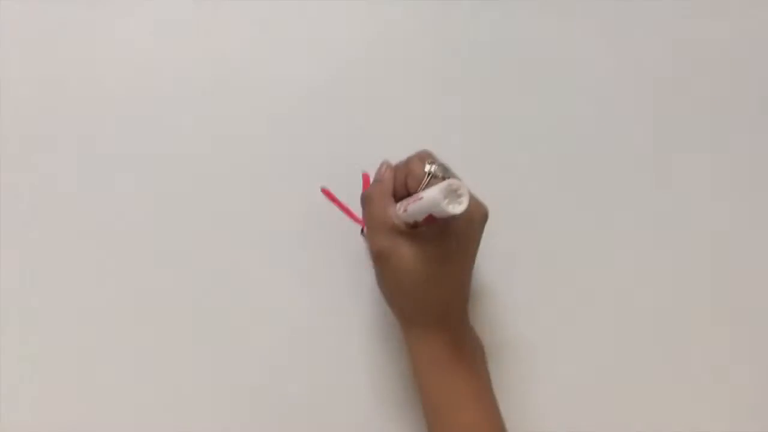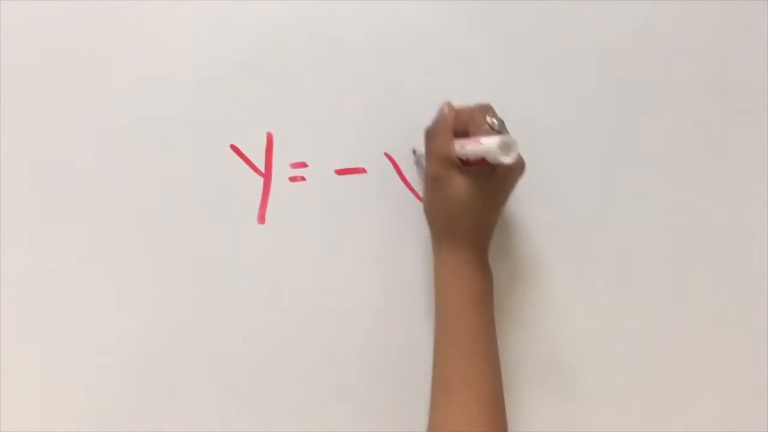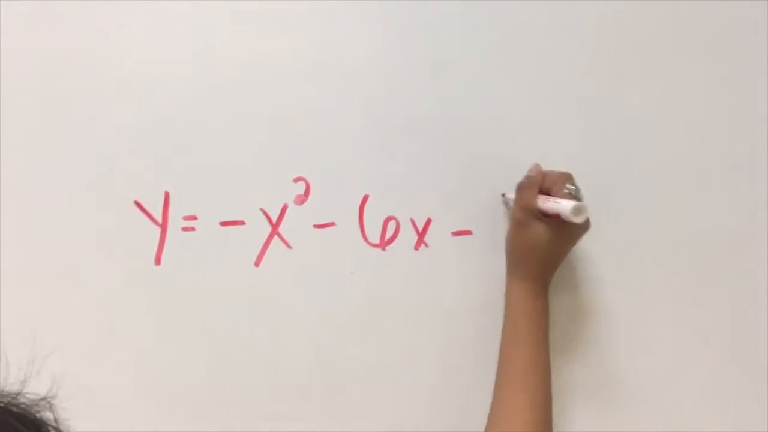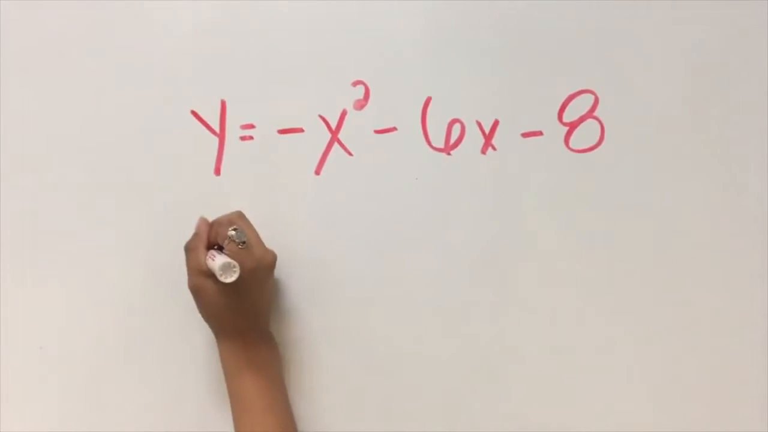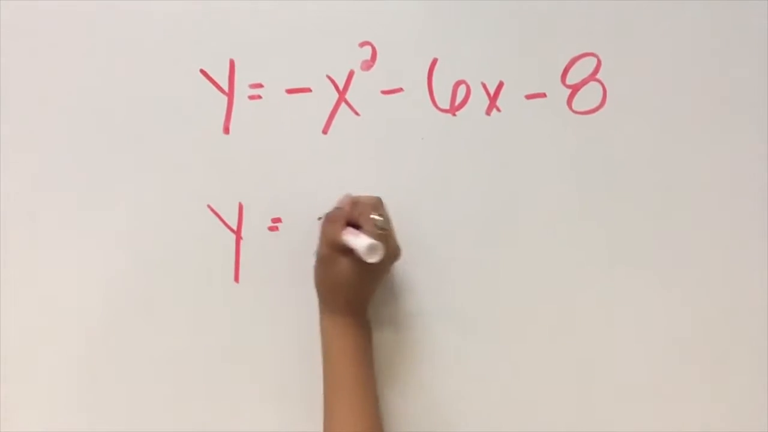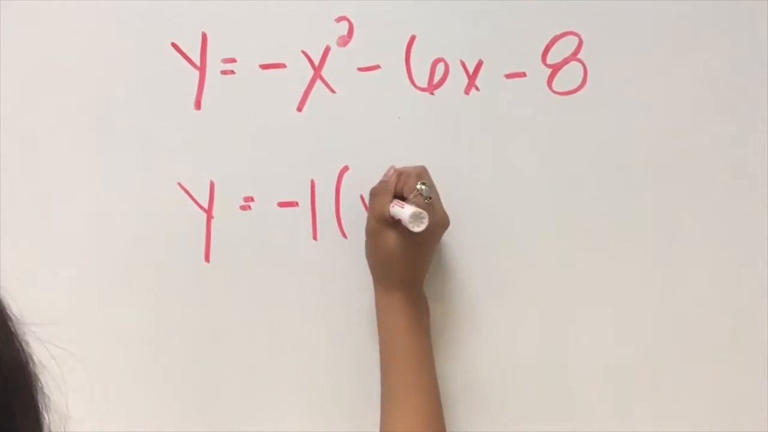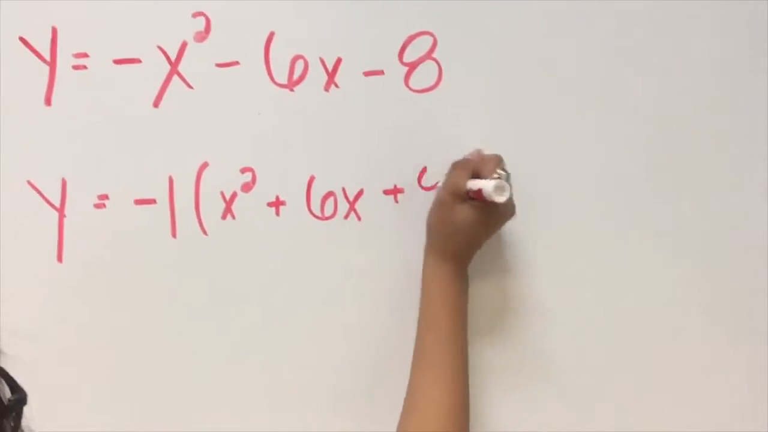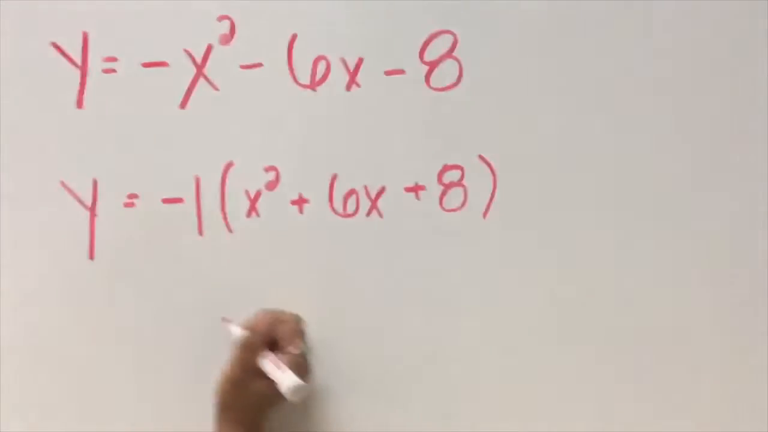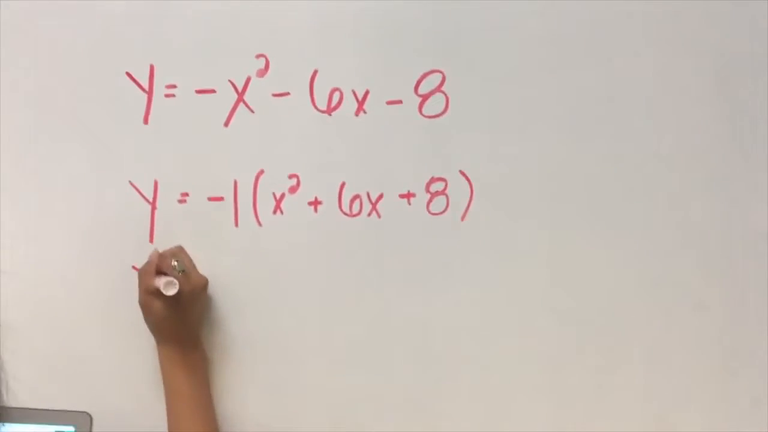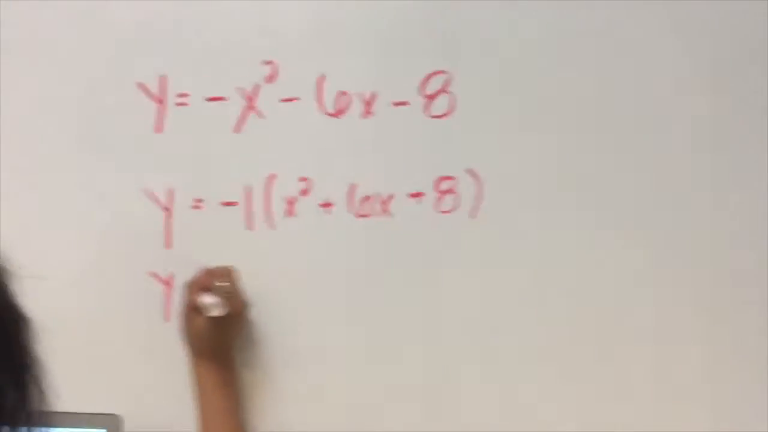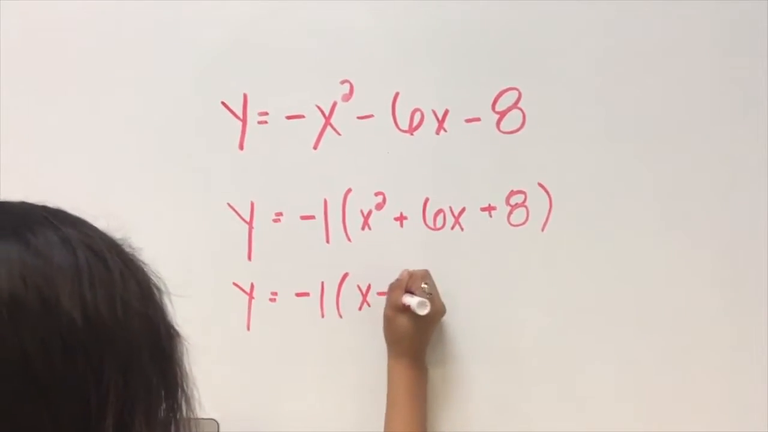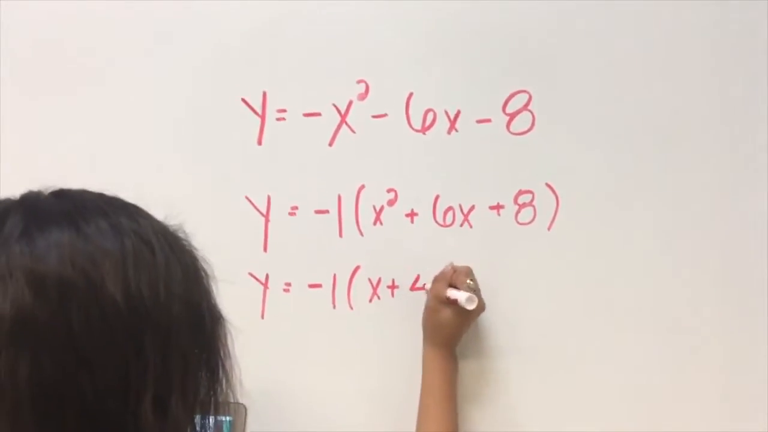For example, we can use y equals negative x squared minus 6x minus 8. You would then factor out the negative 1 from the negative x squared, which would get you y equals negative 1 (x squared plus 6x plus 8). Then we get the factored form of x squared plus 6x plus 8, which will give us y equals negative 1 (x plus 4)(x plus 2).